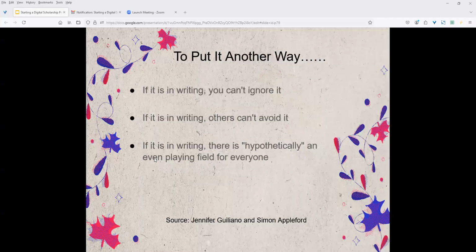So to put it another way, if it's in writing, you can't ignore it. If it's in writing, others can't avoid it. And if it's in writing, there's hypothetically an even playing field for everyone.